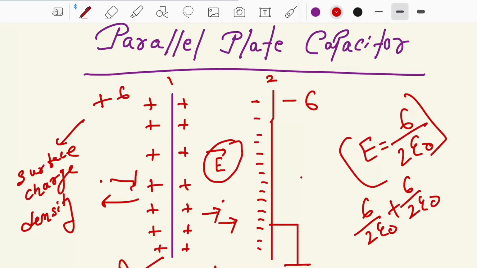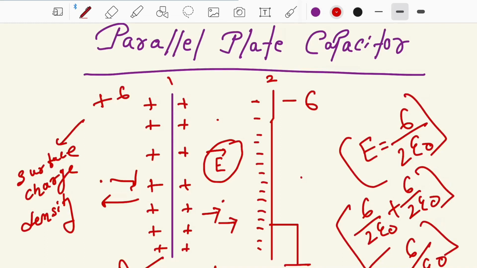Now at a point in the middle of the two plates, the electric field is non-zero and the direction is the same, so the total electric field can be written as sigma by twice epsilon naught plus sigma by twice epsilon naught, which gives you sigma by epsilon naught. So this is the total electric field inside between the conductors.